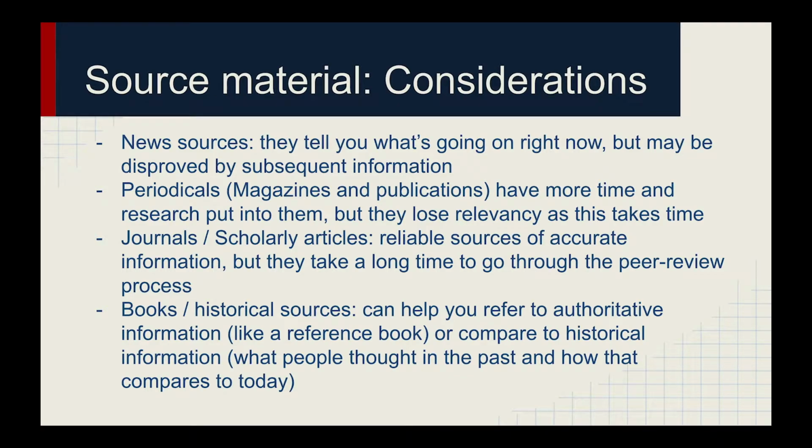Journals and scholarly articles are probably your best bet for reliable, authoritative information, but they take a long time due to the peer reviewing process. Finally, books and historical sources won't tell you what's current, but they will give you authoritative information, such as a reference book. Or they might tell you historical information, which can be useful for comparing what people used to think to what people think today.